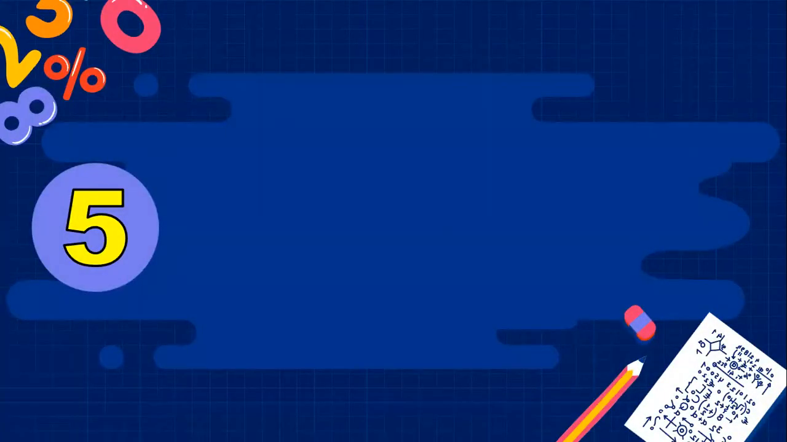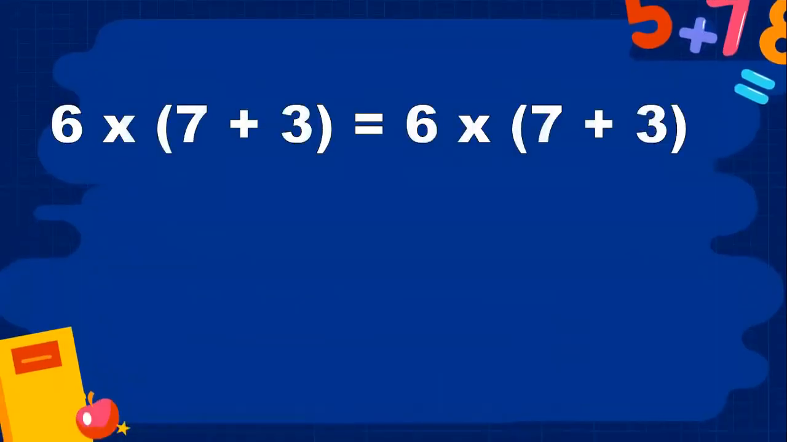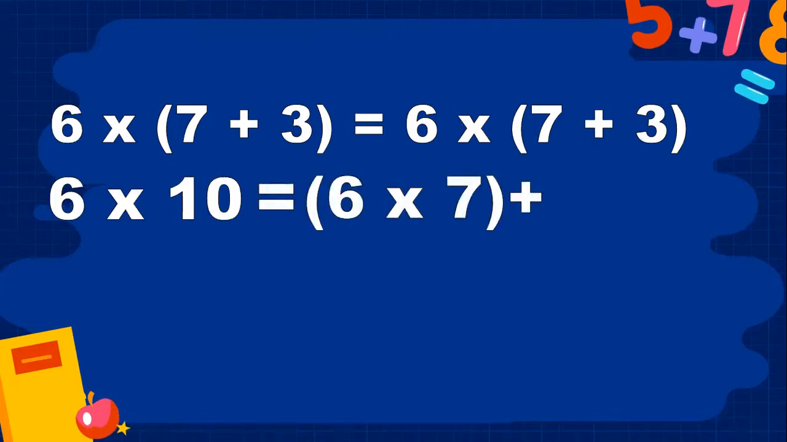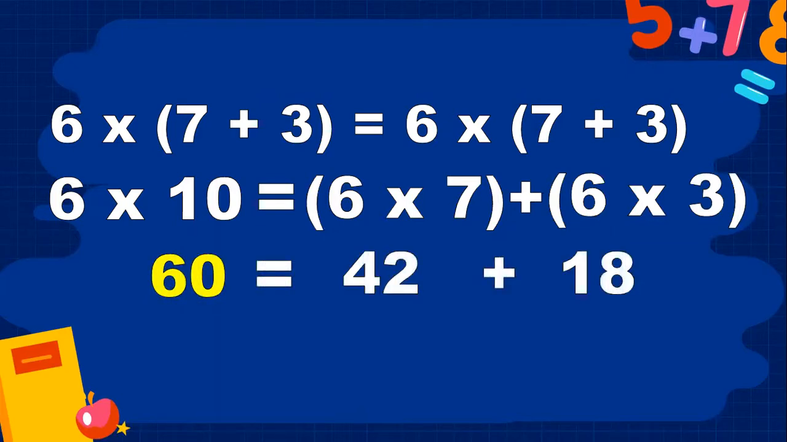The fifth property of multiplication is the distributive property of multiplication. 6 times the group of 7 plus 3 is equal to 6 times 7 plus 3. So 7 plus 3 is 10, and 6 times 10 is 60. We're going to distribute 6. We have 6 times 7 plus 6 times 3. So 6 times 7 is 42 plus 6 times 3 is 18. 60 is equal to the sum of 42 plus 18, that is 60.